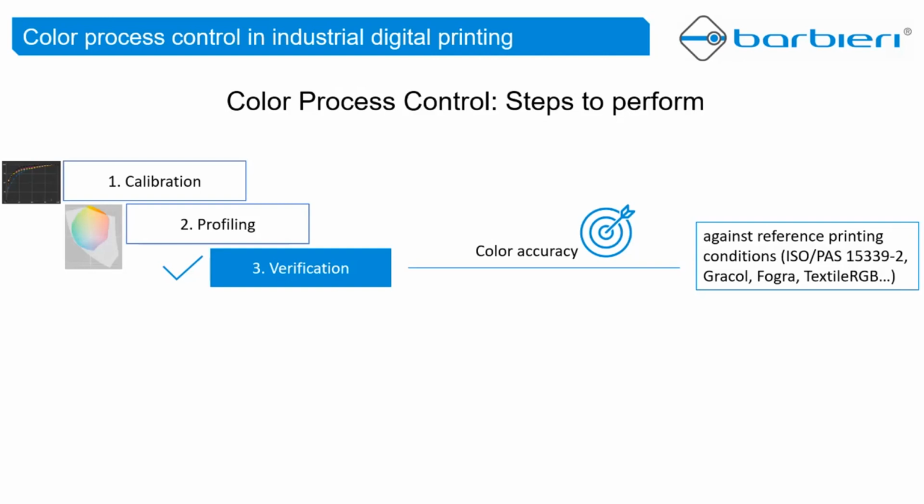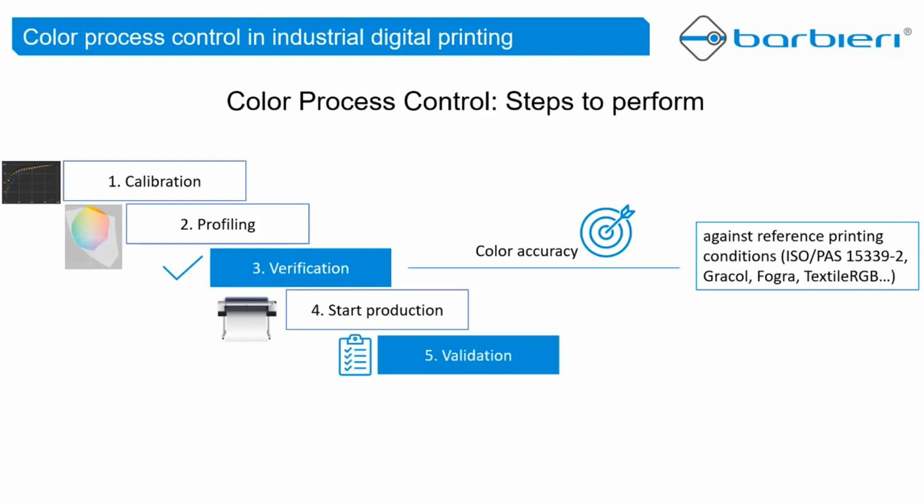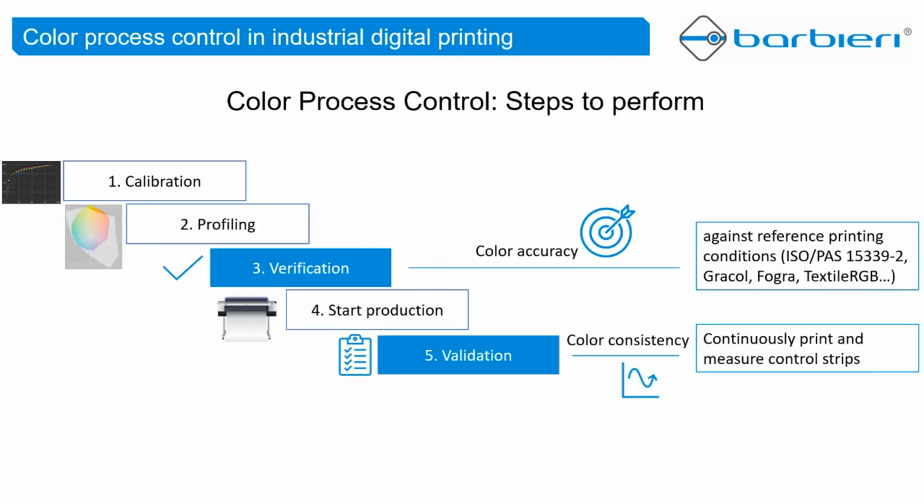After I check that, I'm sure, okay, I hit my colors accurately, I can start my production. And now the 5th step is to validate my printing. I do that by continuously printing and measuring control strips. And this gives me information about how consistently my printer hits the colors.